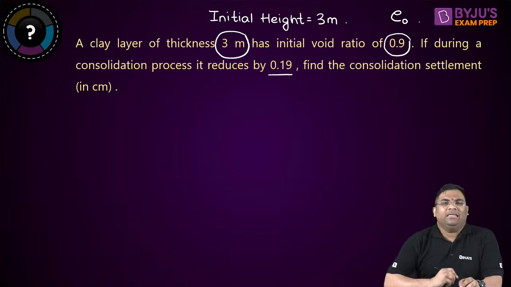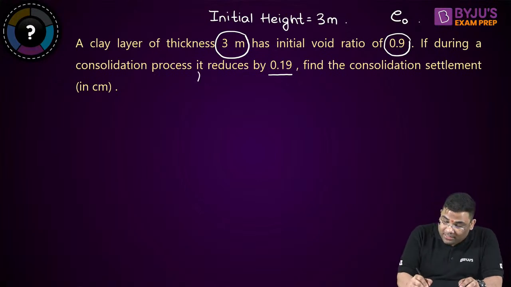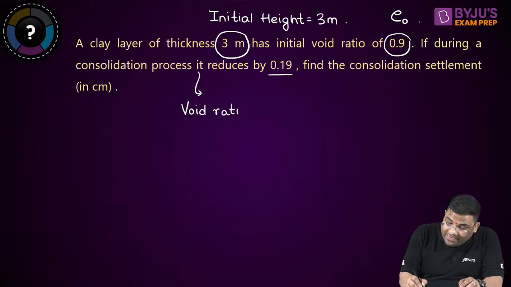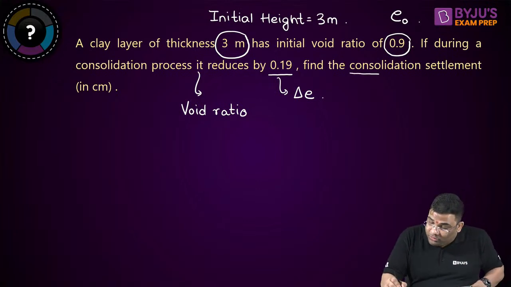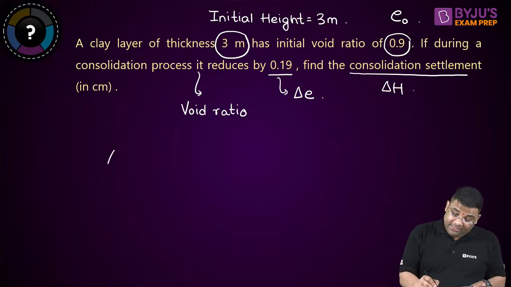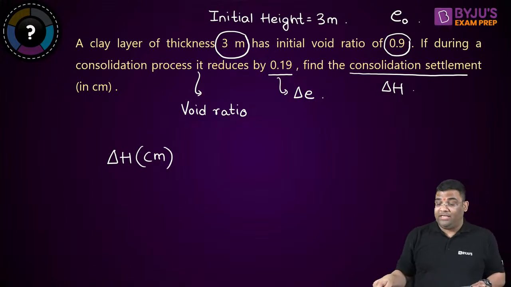If during a consolidation process, it reduces by 0.19. It means the void ratio reduces by 0.19. That means this is your change in void ratio. Very straightforward question. They're asking you consolidated settlement, that is delta H. But they're asking you in centimeters, so be careful. Find out the answer and tell me what is the consolidation settlement.